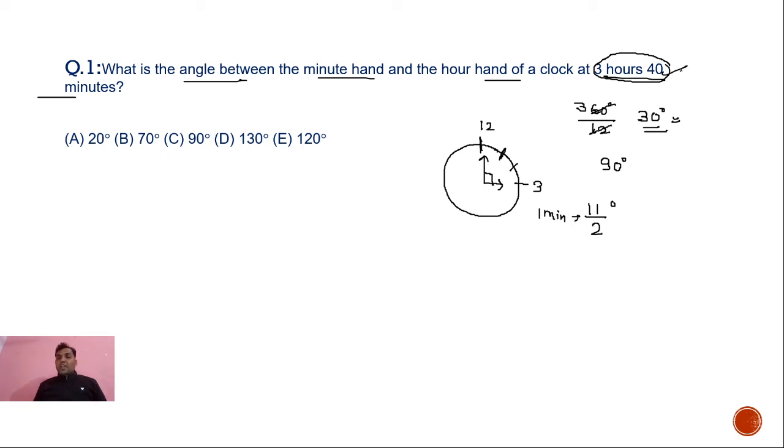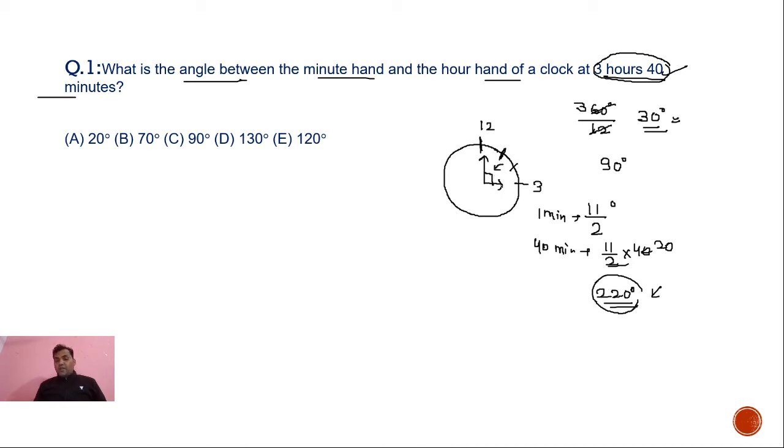So tell me, in a 40-minute period, the angle traveled would be 11 by 2 multiplied by 40, that is 220 degrees. Yes or no? That's the angle that will be traveled. But out of this 220 degree angle, you see that first this 90 degree angle will be destructed, right?